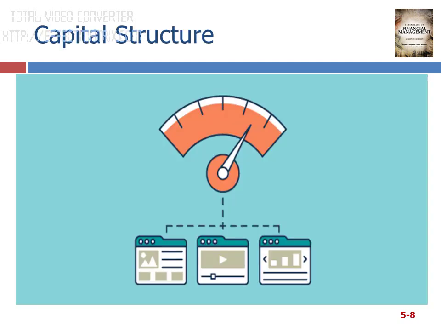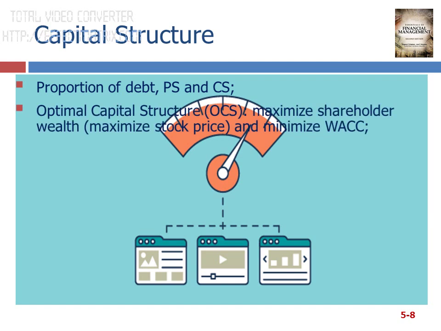Now we'll be discussing the capital structure. In the WACC formula, it pertains to the percentages, the weight of debt, preferred stock, and common stock. So capital structure pertains to the proportion of your debt, preferred stock, and common stock. I think this is one of the most important parts or slides of this module. So we need to get the best capital structure. We call that the optimal capital structure.